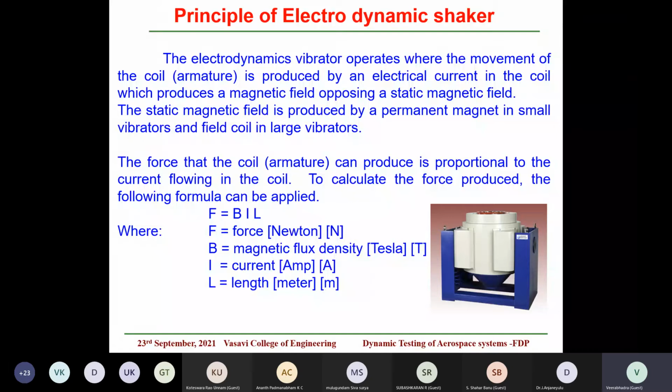The working principle of the electrodynamic shaker is that it works on Fleming's left hand rule. That is, a current carrying conductor placed in a magnetic field experiences a force perpendicular to these two, that is, the magnetic field and the current carrying conductor. So basically the force F is given by Fleming's left hand rule as a cross product, F = B × IL, where B is the flux density, I is the current carried in the conductor and L is the length of the conductor.